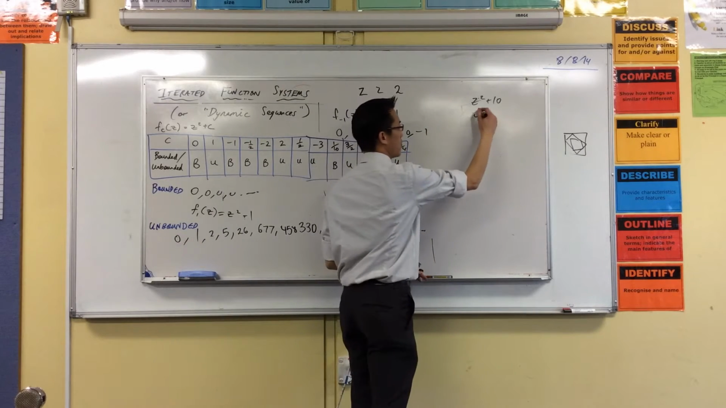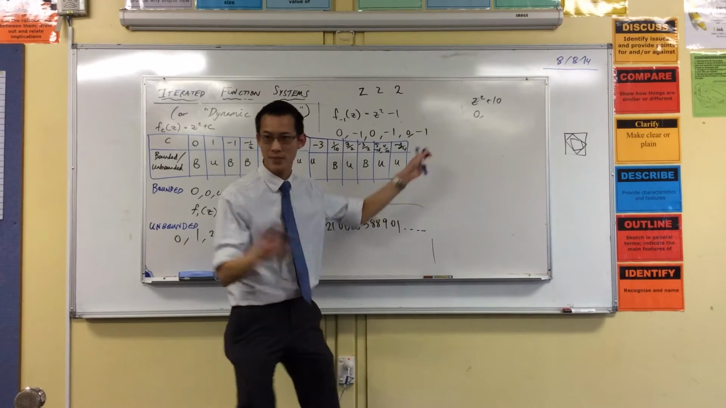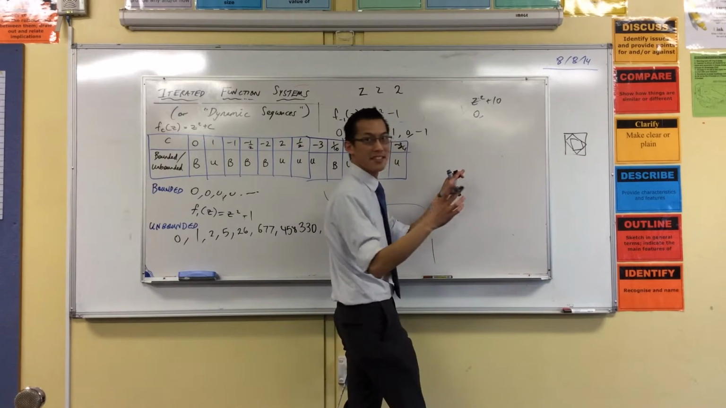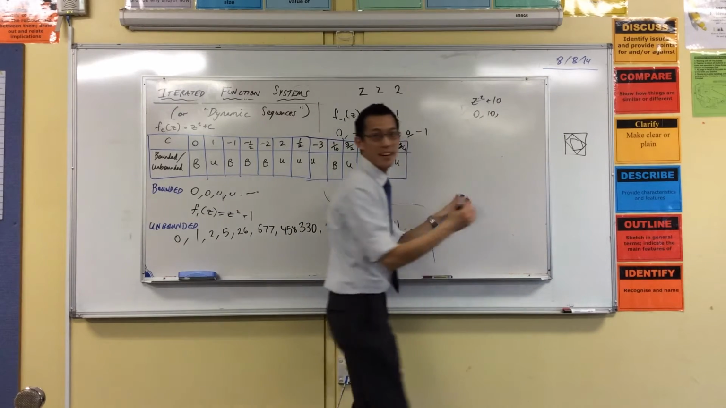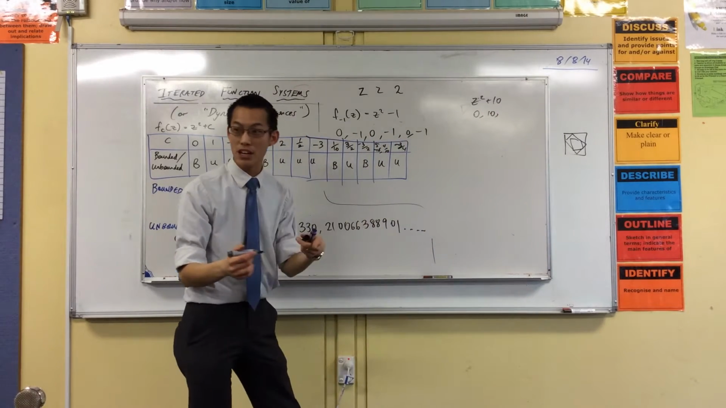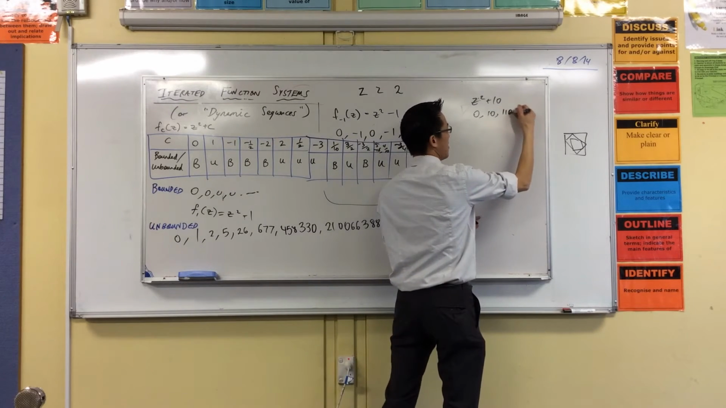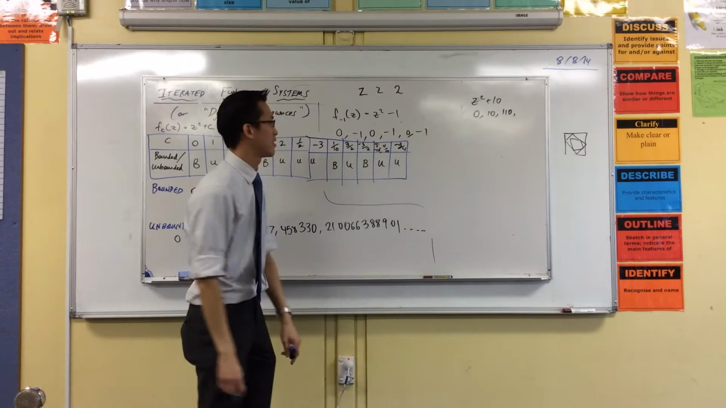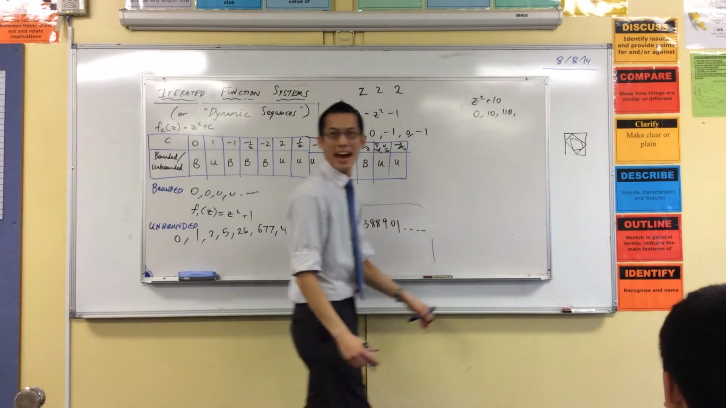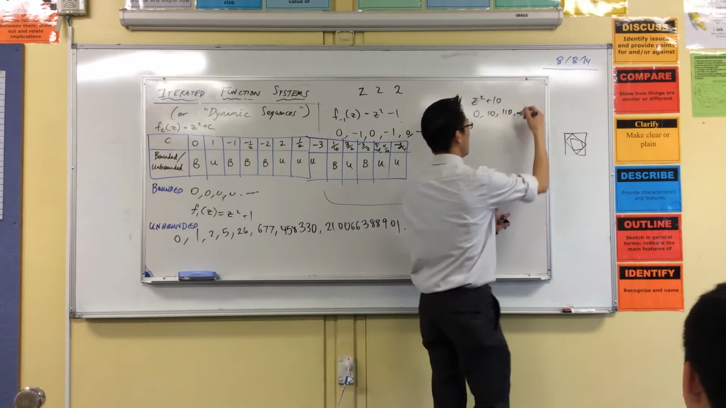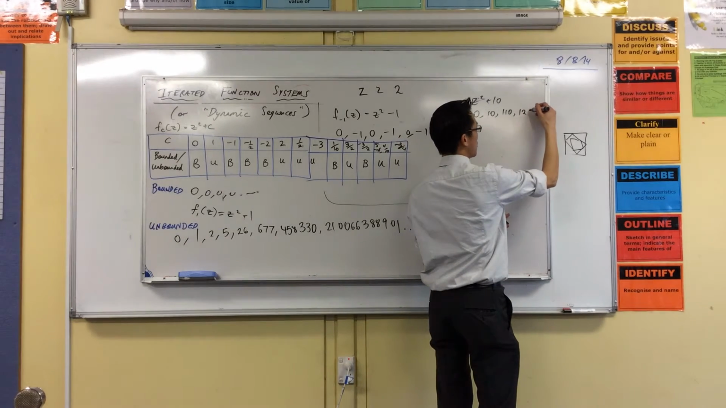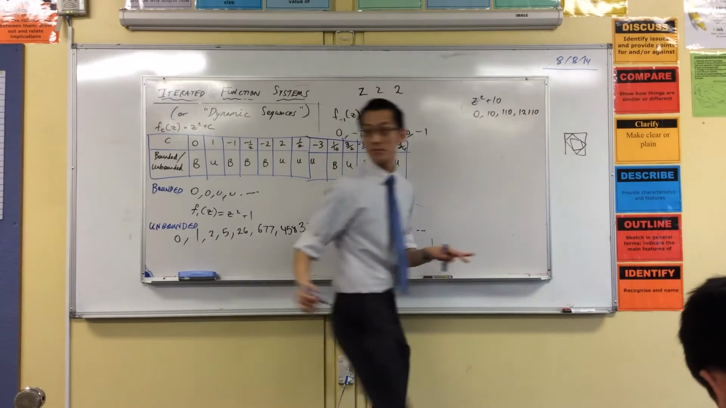We start at 0, and then the next value is 0 squared plus 10, right? So then you iterate again. What do you get? 110, and then you'll get 12,200. 12,000. Can we just say a million?